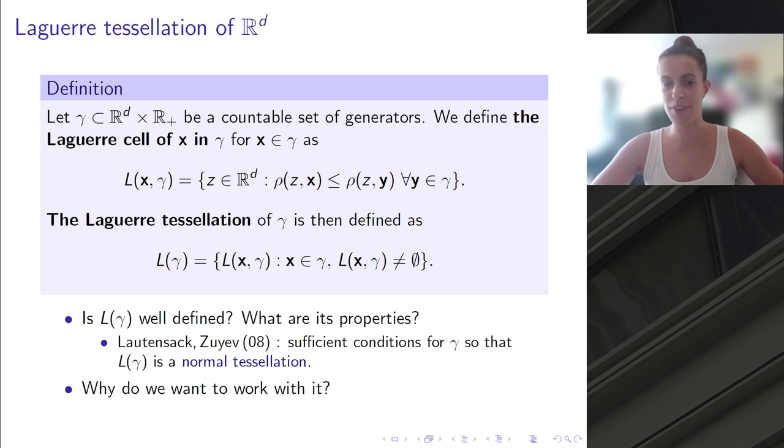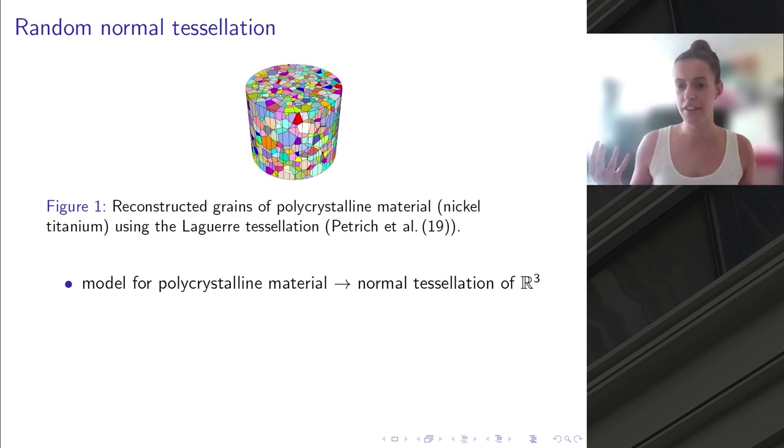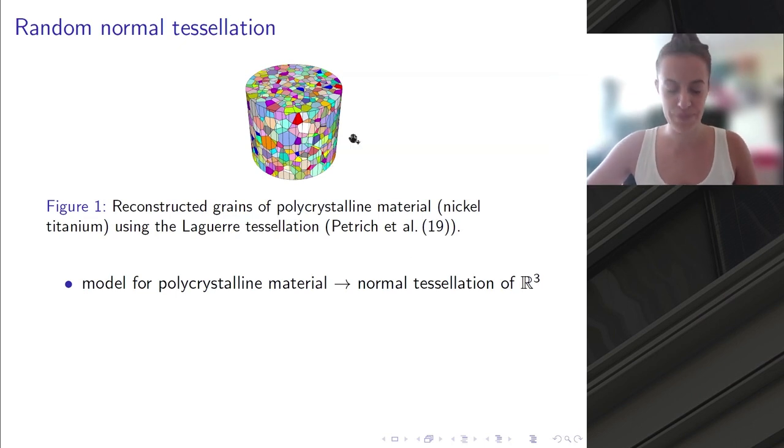And so now maybe the question is, okay, but why do we want this object? What is it good for, apart from being, in my mind at least, a very interesting thing mathematically? And the reason we care about Laguerre tessellation is because it appears in the material sciences. So in material sciences, we have polycrystalline materials. You can see an example of nickel titanium. That is a polycrystalline material.